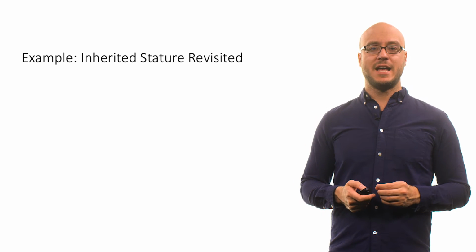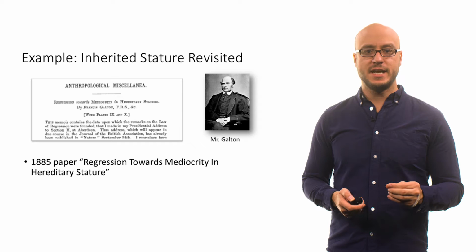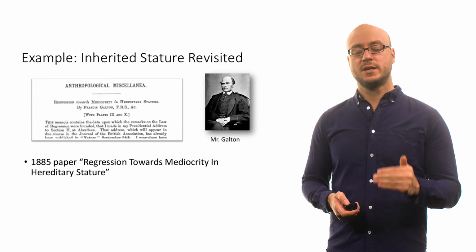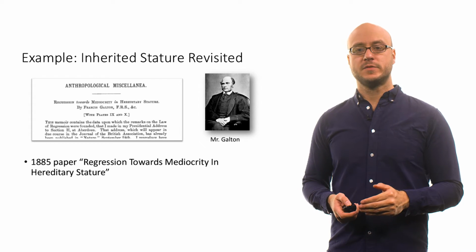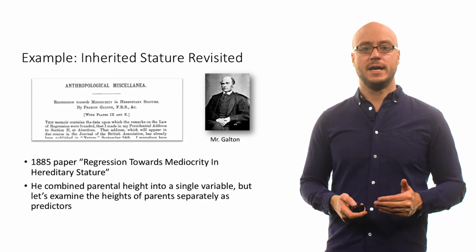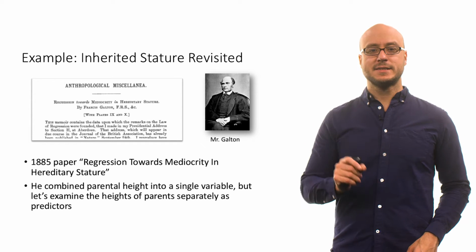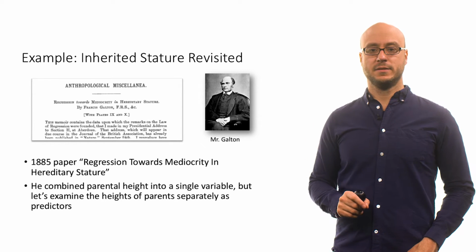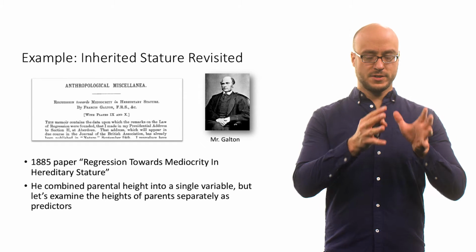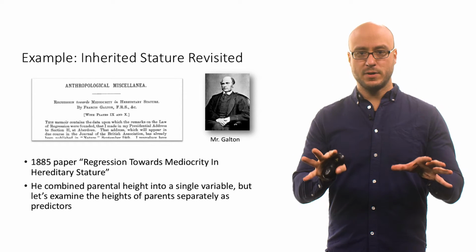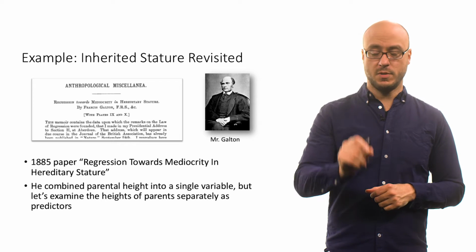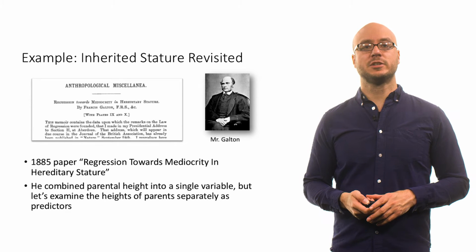So let's look at this example of inherited stature. This is Galton's data set in which he's trying to predict children's height based on mid-parental height. He had this funky variable in which he combined your mom's height and your dad's height into a single variable. But let's improve on what Galton did. Let's treat heights separately. Let's use your father's height and your mother's height as separate inputs into a regression model to predict the height of children.